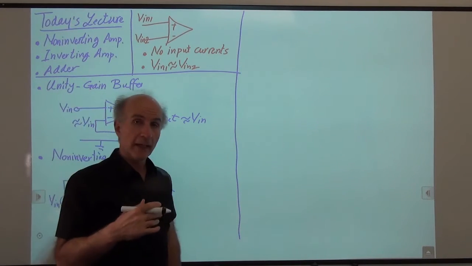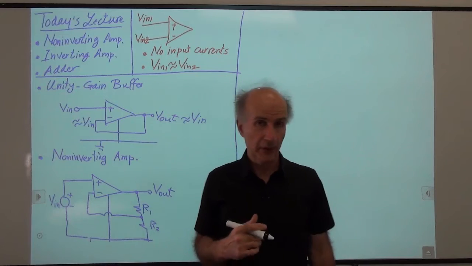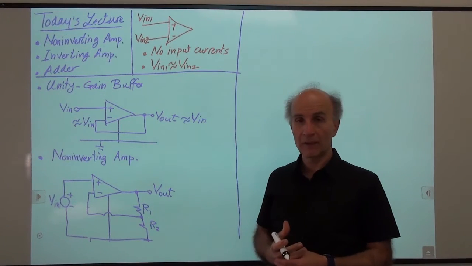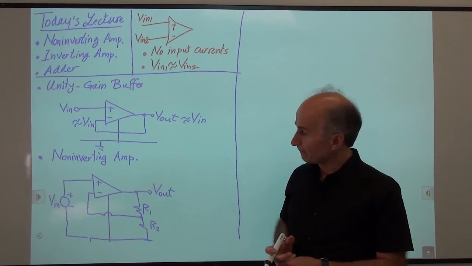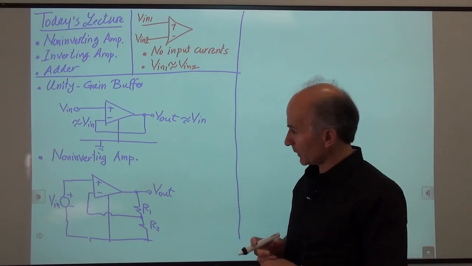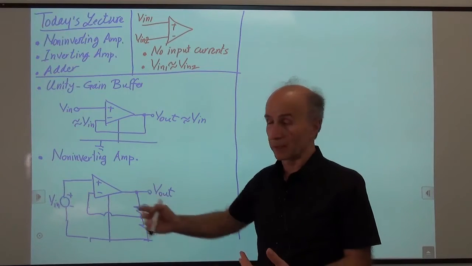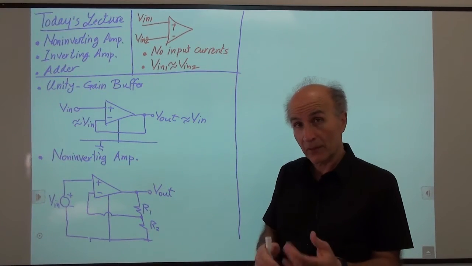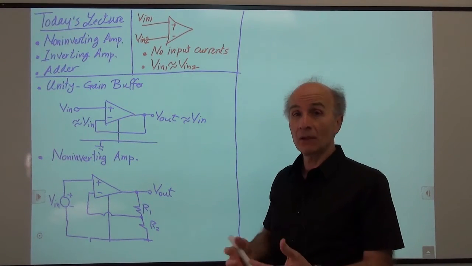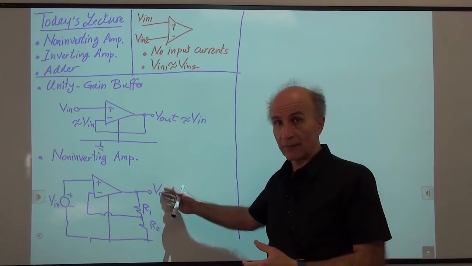So this is what's called a non-inverting amplifier, and we will see in a moment why we call it non-inverting. Our objective is to understand the circuit, to analyze it, and see how Vout is related to Vin. Presumably it's an amplifier. We just have to see how much gain it provides. What's the ratio of Vout to Vin?